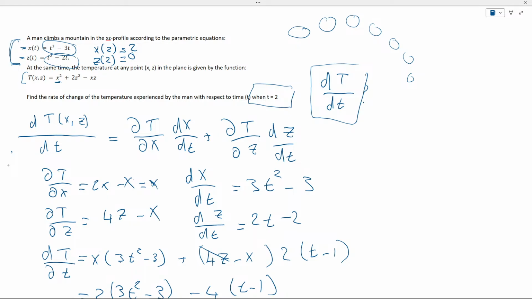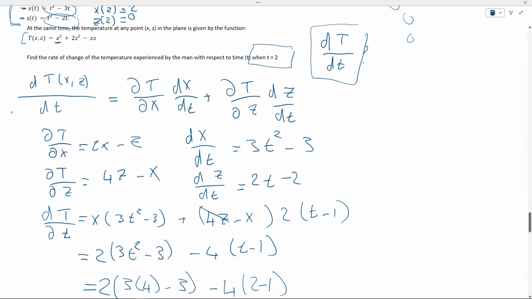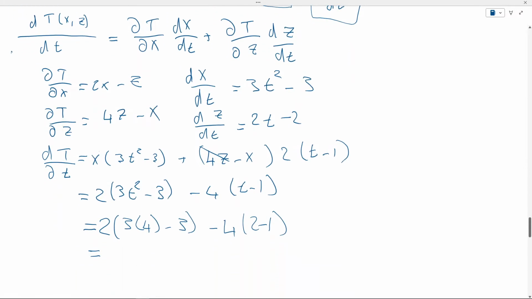So here I made a mistake. So delta t over delta x, because I have an x here, I didn't see this z, so this should be minus z, yeah? And delta t with respect to delta z, that should be 4z and minus x, yeah. So I think that's the mistake that I made here.